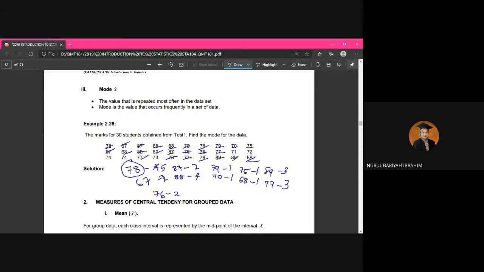Okay, so that's all for this session. It is for the numerical methods on apa ni, display the ungrouped data.